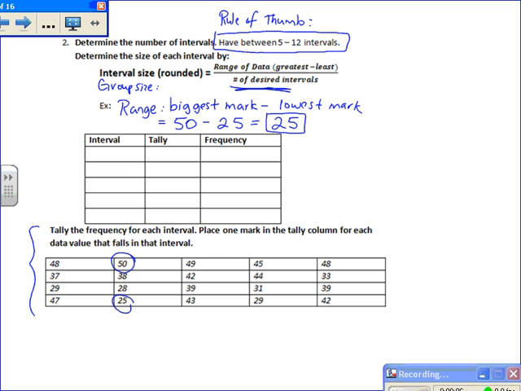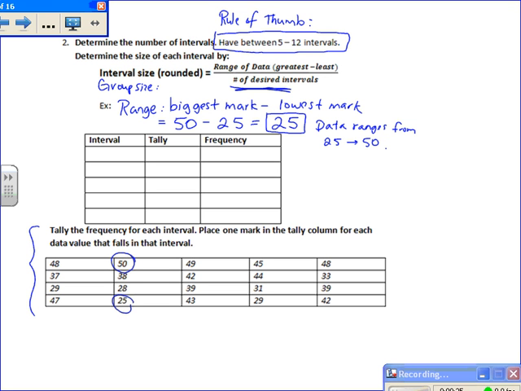Another way to say that is my data ranges from 25 to 50. That's the range of my data. The lowest is 25 and the highest is 50. The difference between them is the range, and it's equal to 25.